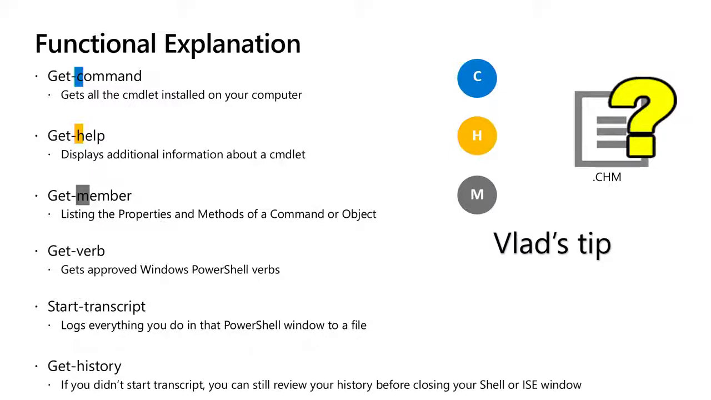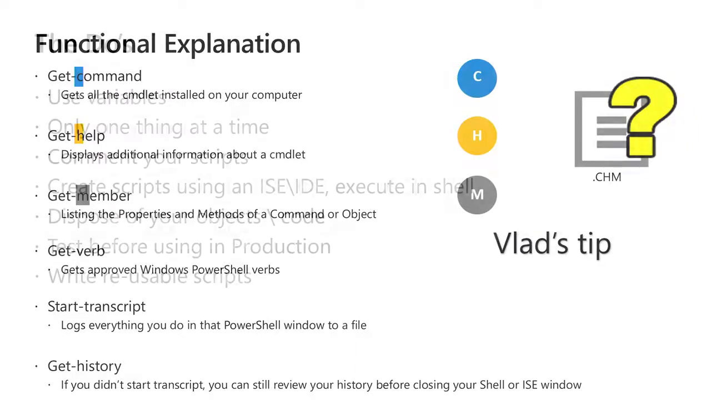And the last one is Get-History. If you're in the shell at that time and you want to go back to something, Get-History is really great as well, and you can go and review it before you close that window. Start Transcript closes that transcript out when you close out that session.